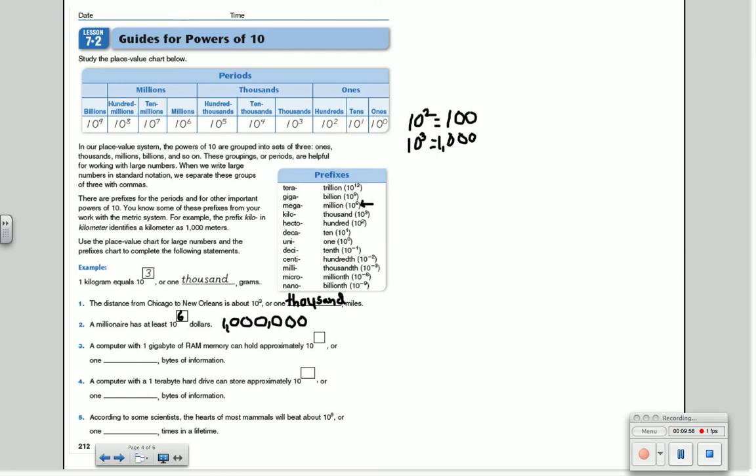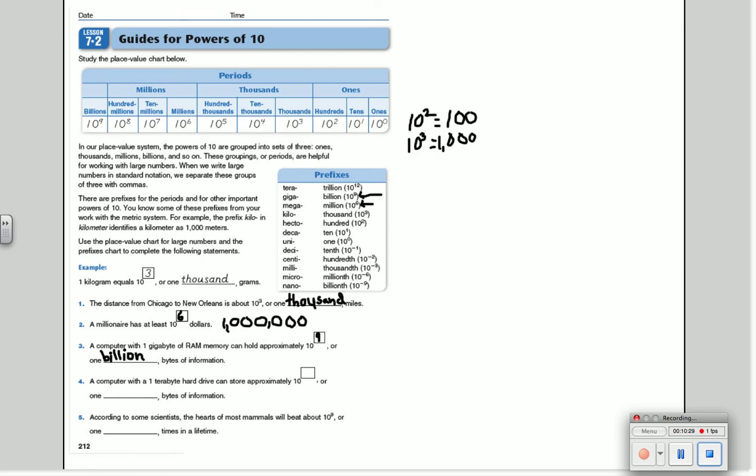Question 3. A computer with 1 gigabyte of RAM memory can hold approximately 10 to the blank or 1 blank bytes of information. Well, I'm going to be perfectly honest with you. I do not know what a gigabyte is, so I'm going to go up to my prefixes chart up here. And I notice that giga is 10 to the 9th power. So I'm going to put 10 to the 9th power, and 10 to the 9th power, of course, means 1 billion. So write in billion, spelling it correctly.